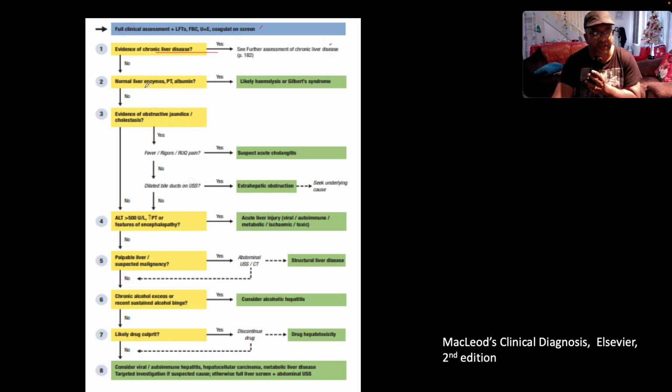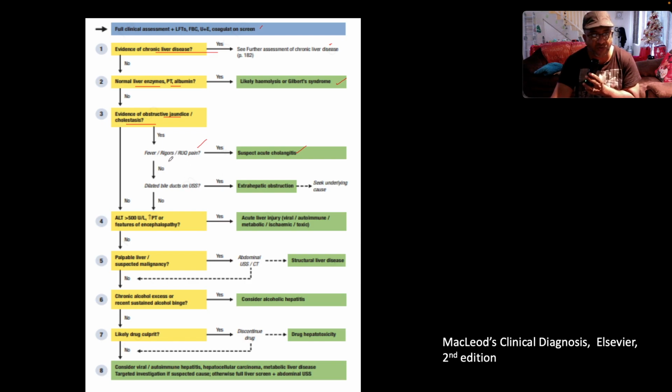If no, look at the pattern of liver enzymes. Are there normal liver enzymes, INR and albumin? If yes, then this is likely hemolysis or Gilbert syndrome. If no, is there evidence of obstructive jaundice or cholestasis? If yes, is that accompanied by fever, rigors, right upper quadrant pain, with the Murphy sign being positive? You're thinking about acute cholangitis. Right? Remember, Reynolds pentad and Charcot's triad and all those deals.